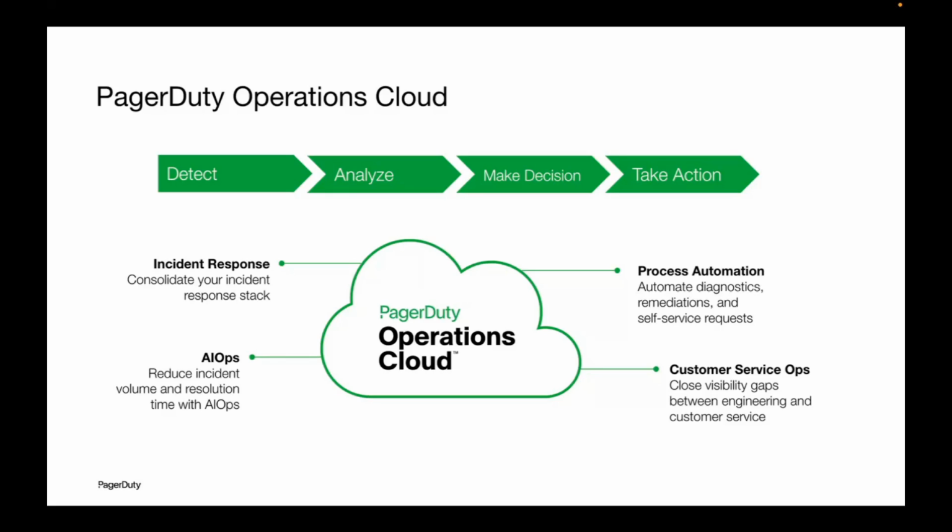The PagerDuty Operations Cloud simplifies operational work, improves operational resilience, and increases the capacity of your teams. It has 4 main capabilities: AIOps, automated incident response, process automation, and customer service operations. It's an end-to-end platform to automate the detection, diagnosis, and taking action on disruptive events so that customers and teams experience less disruption. We'll be using the PagerDuty Operations Cloud solution to demonstrate how to easily manage and automate the triage and resolution of customer impacting incidents in our EKS and ECS environments.